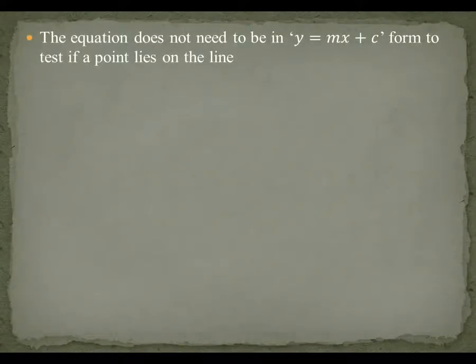Key to note, the equation does not need to be in y equals mx plus c form to test if a point lies on the line. It can be in any form, as long as it's a linear equation for this type of question. You can just simply sub the point in. As long as left equals right, then it does lie on it. If left does not equal right, it doesn't.